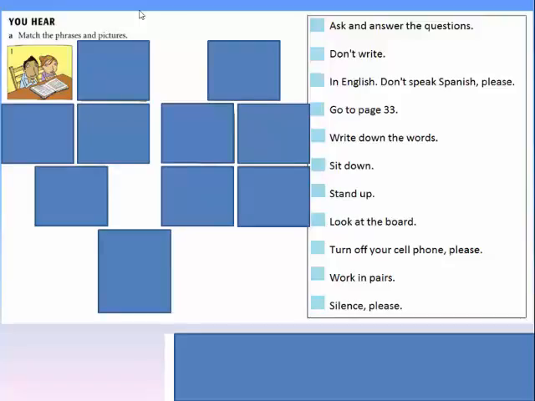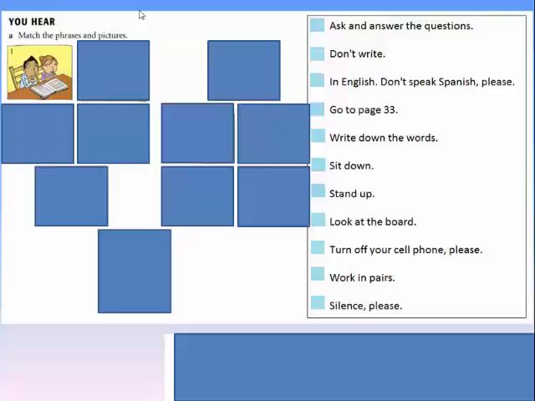Ask and answer the questions. Don't write. In English, don't speak Spanish, please. Go to page 33. Write down the words. Sit down. Stand up. Look at the board. Turn off your cell phone, please. Work in pairs. Silence, please.